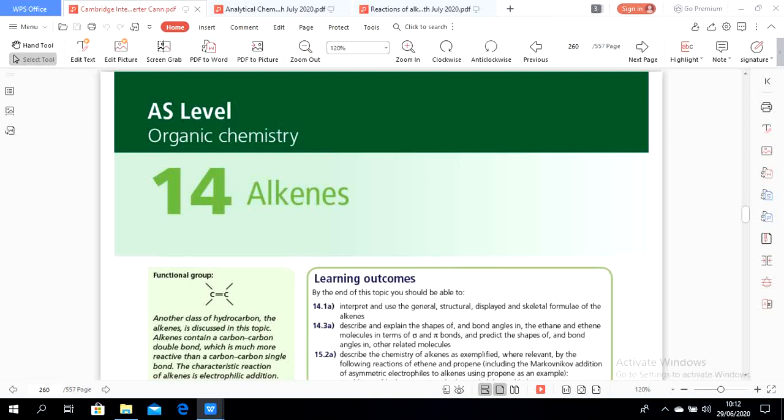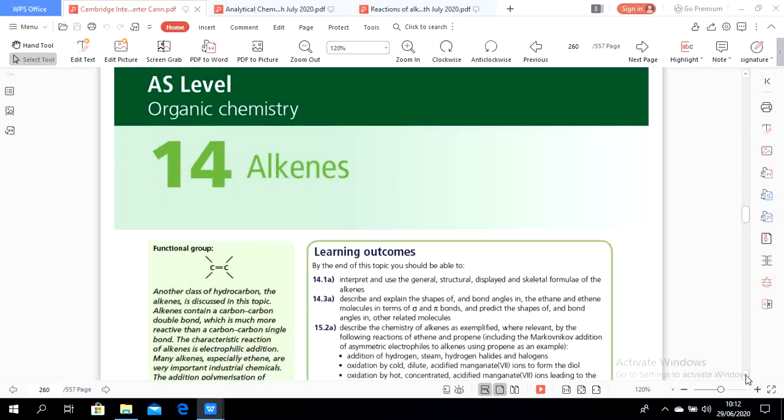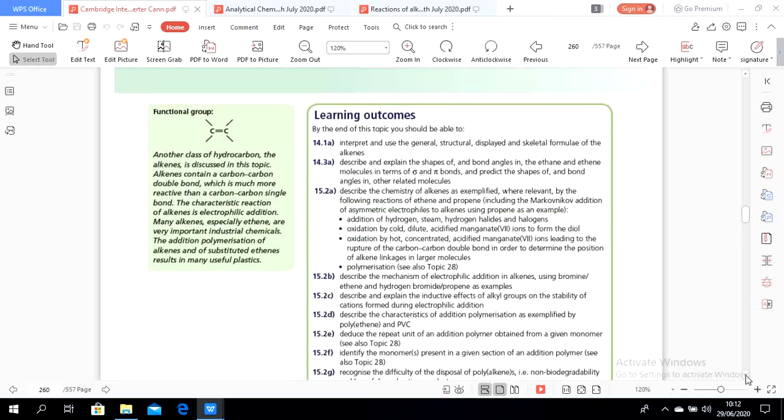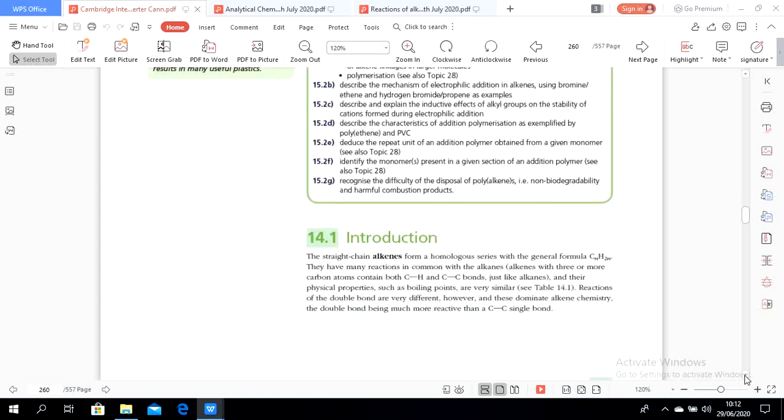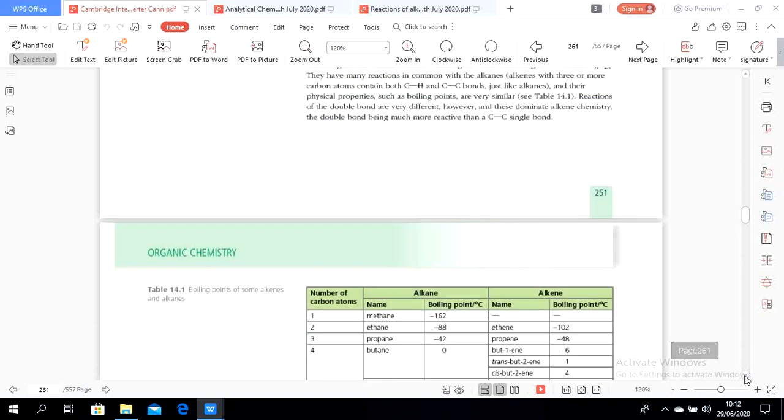And today we are going to study chapter 14, which is alkenes. In this chapter, we are going to study the structure, the physical property, and also the chemical property. Last week, you already studied alkanes. Alkanes have single covalent bonds, while alkenes have a double bond.